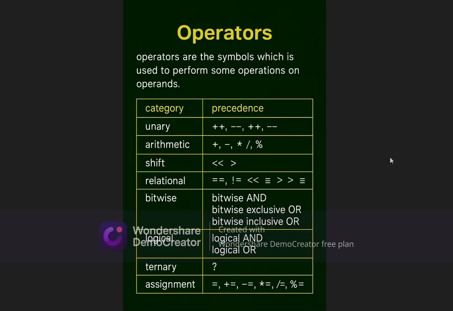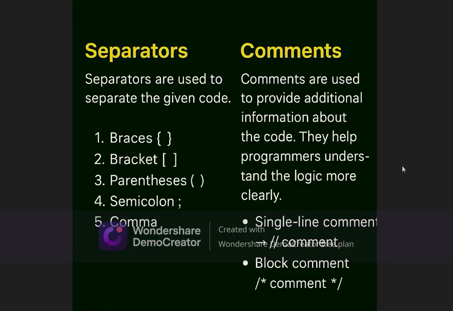Now we will see what are operators. Operators are the symbols which is used to perform some operations on operands. We have different category of operators. Those are unary operator, arithmetic operator, shift operator, rotational operator, bitwise operator, logical operator, ternary operator, and assignment operators. These are the examples for particular category of operators.